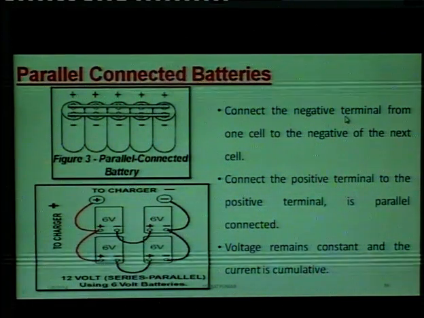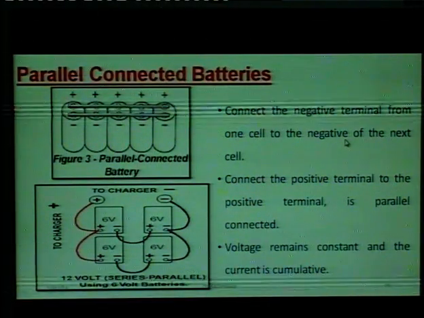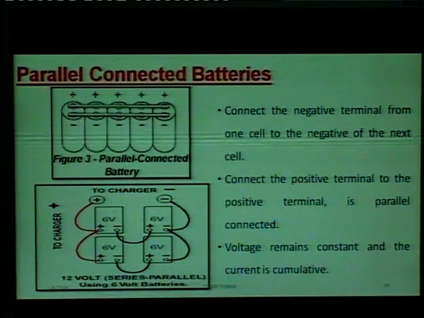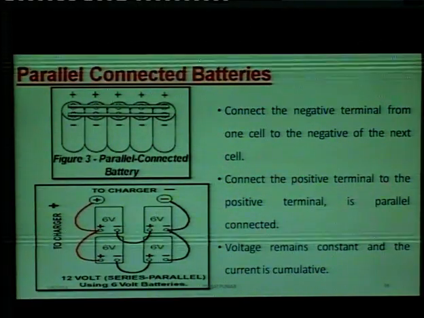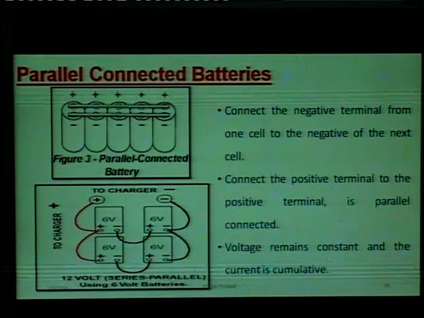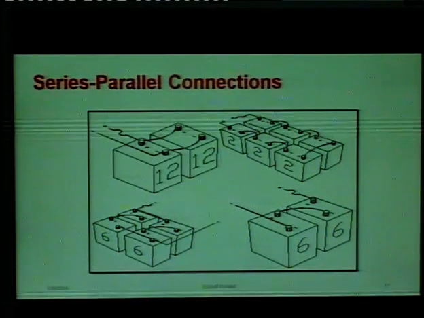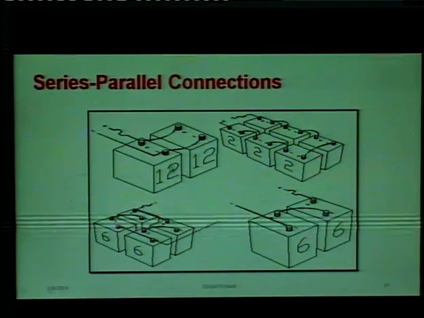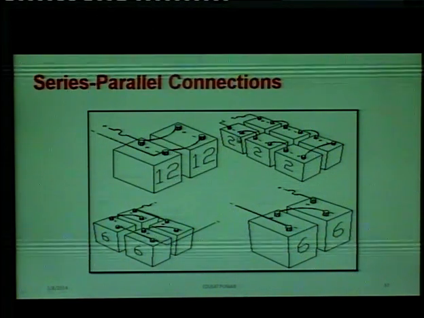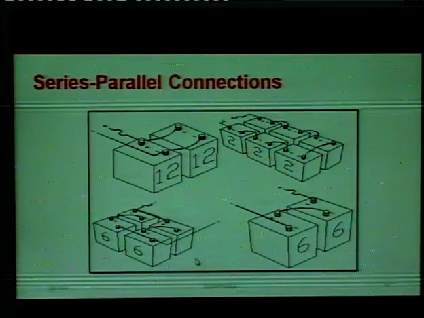It connects the negative terminal of one cell to the negative of the next cell. It connects the positive terminal to the positive terminal and negative terminal to the negative terminal. In this system, the voltage remains constant and the current is cumulative. Cumulative means I is equal to I1 plus I2 plus so on, the sum of all. So this is the series parallel connection. Now you see, this is a connection, this is a connection, this is another connection. Here the negative is connected with negative, negative with negative, and so on. Here positive is connected with positive, and so on.